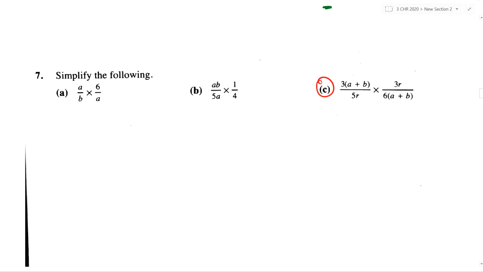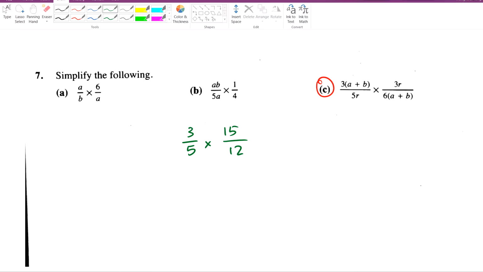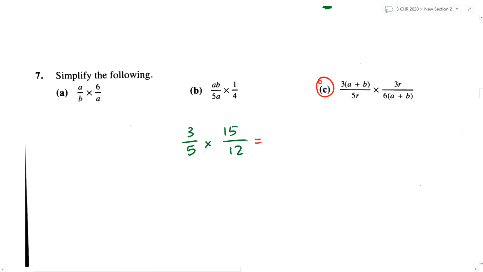Now, a recap of our primary school mathematics. When you have things like 3 over 5 multiplied by 15 over 12, for example, we know that we can simplify this before we start calculating. We can either divide this way. When we divide by 3, we're left with 5 over here. We divide by 3, we're left with 4. Besides cancelling this way, we can also consider cancelling this way. So our final answer will be simply 3 over 4.